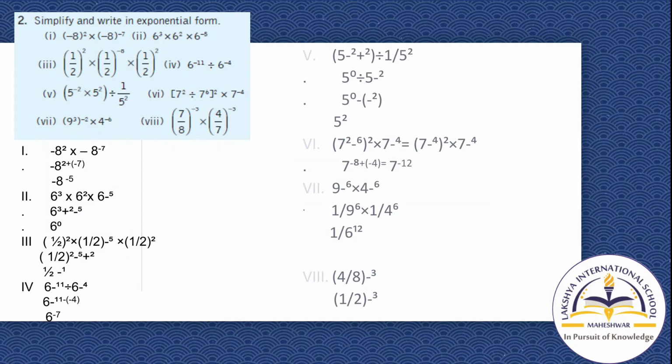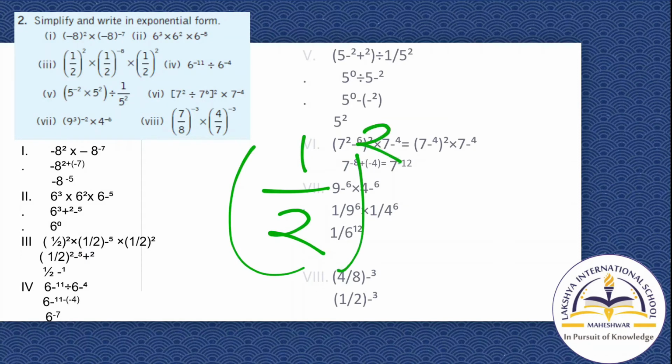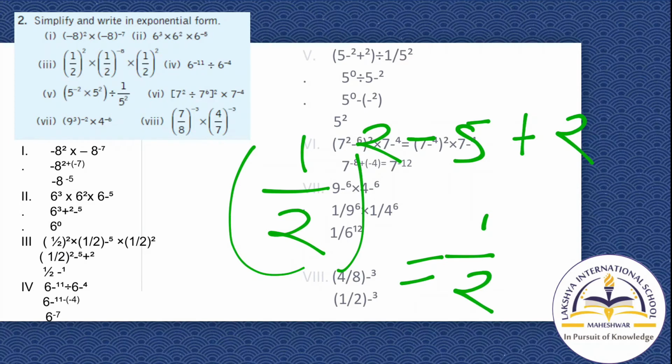Now question number 3. 1 by 2 raised to the power 2. Now you can see multiplication sign is there, so 2 minus 5 plus 2. So answer will be minus 2... 2 minus 5 plus 2. Answer will be 1 by 2 raised to the power minus 5.